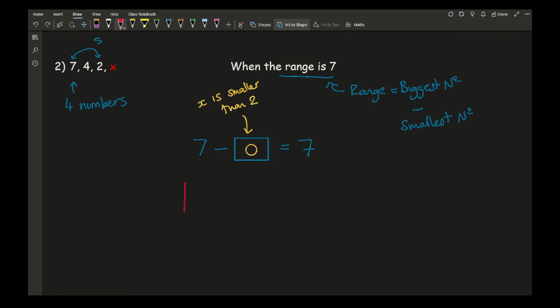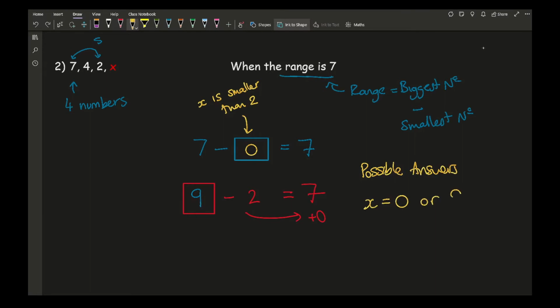Now let's assume that x is the larger number, and I'm going to take away 2, and that then gives me 7. So what do I take away 2 from to give me 7? Well, the opposite of taking away 2 is to add 2, and that gives me an answer of 9. So my 2 possible answers are that x equals 0 or 9. And like I said, if the question wanted me to give one specific number, then they would have to specify that x is the smaller number or x is the bigger number.